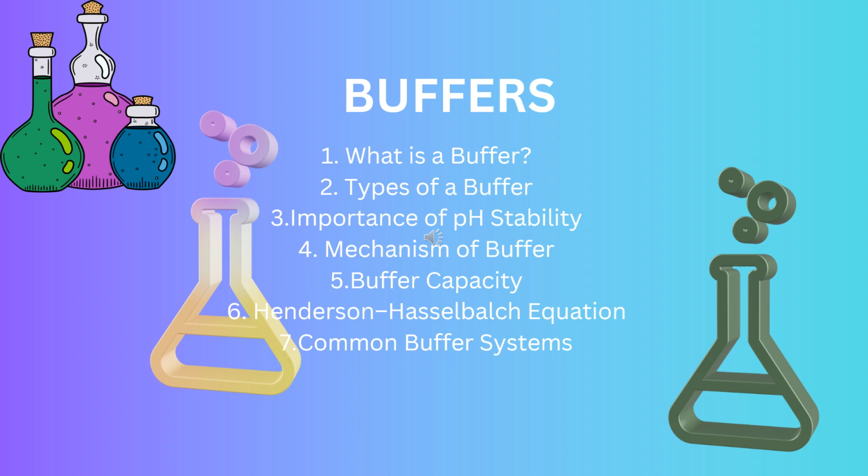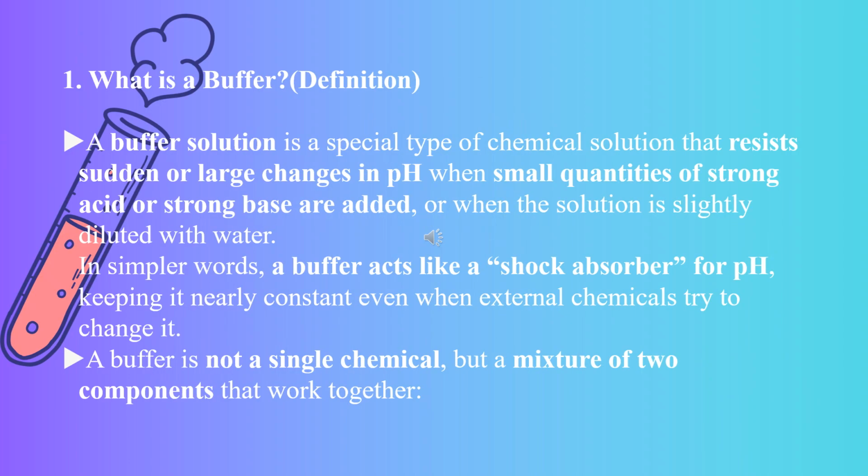Today our topic is buffers, in which we will explain what a buffer is, types of buffer, importance of pH stability in buffers, and the mechanism of buffers, how buffers work. Okay, and buffer capacity, like how much it resists changes or how much it can absorb the changes in it. And then we will explain the Henderson-Hasselbalch equation, and at the last I will tell you about the common buffer systems which are used in daily life.